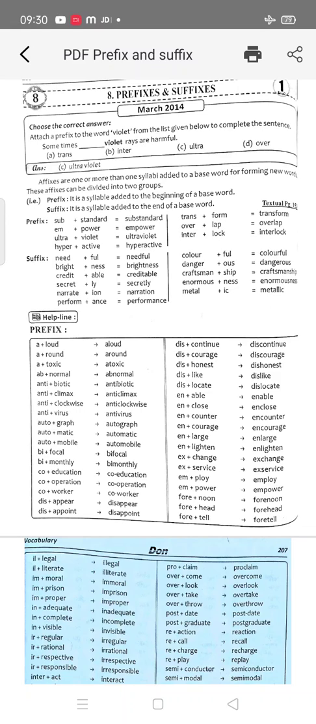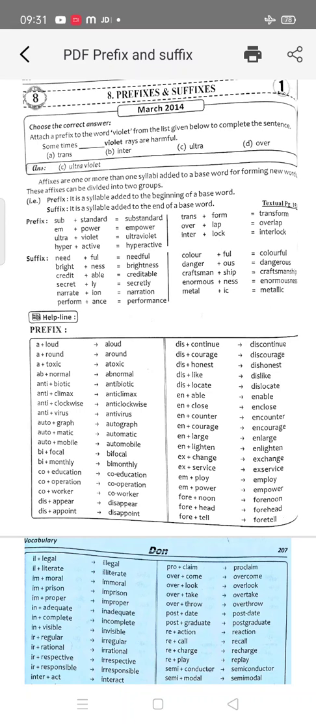And when you add dis with appear, it will become disappear. Similarly, look at the examples given below. Appoint, disappoint. Continuous, when you add dis, it will become discontinuous. Come to the next one. Courage, discourage. Honest, dishonest. Like, dislike. Locate, dislocate.